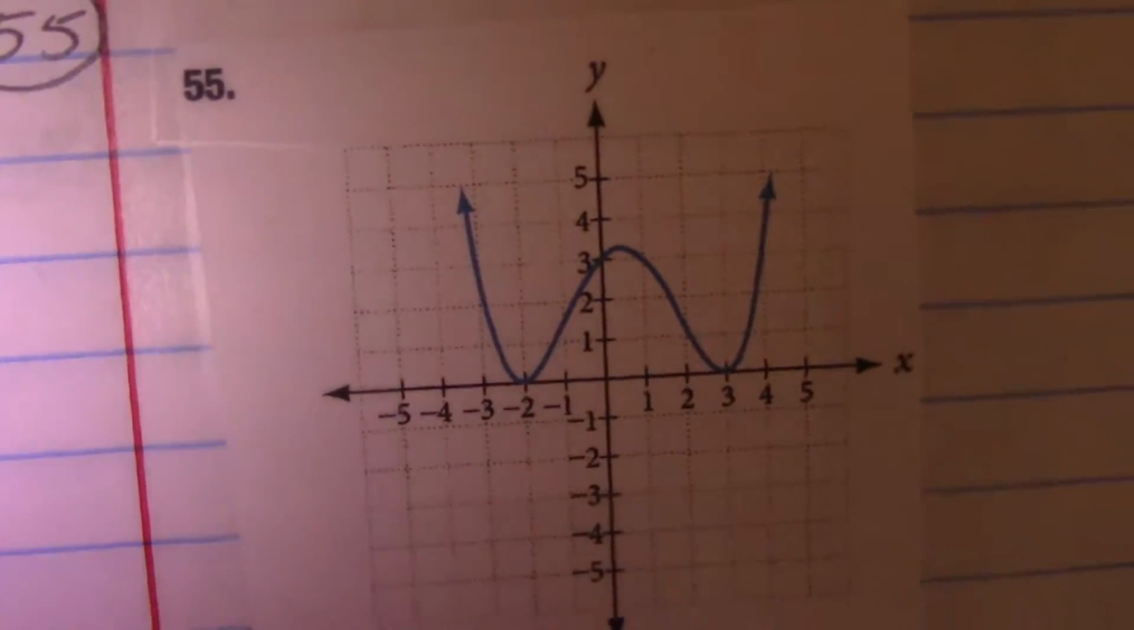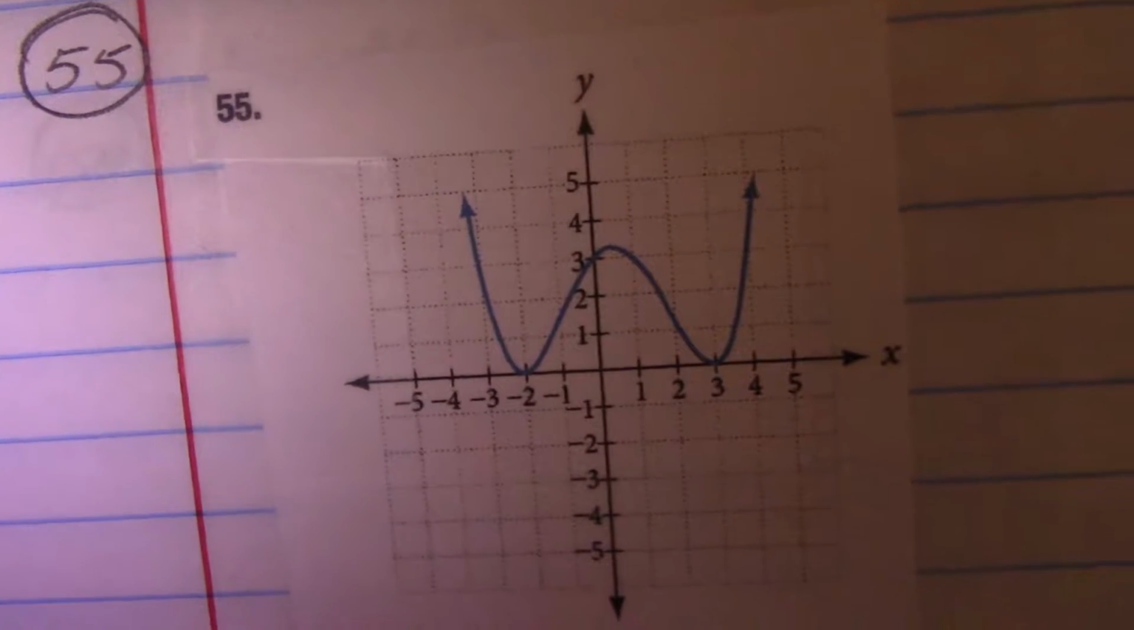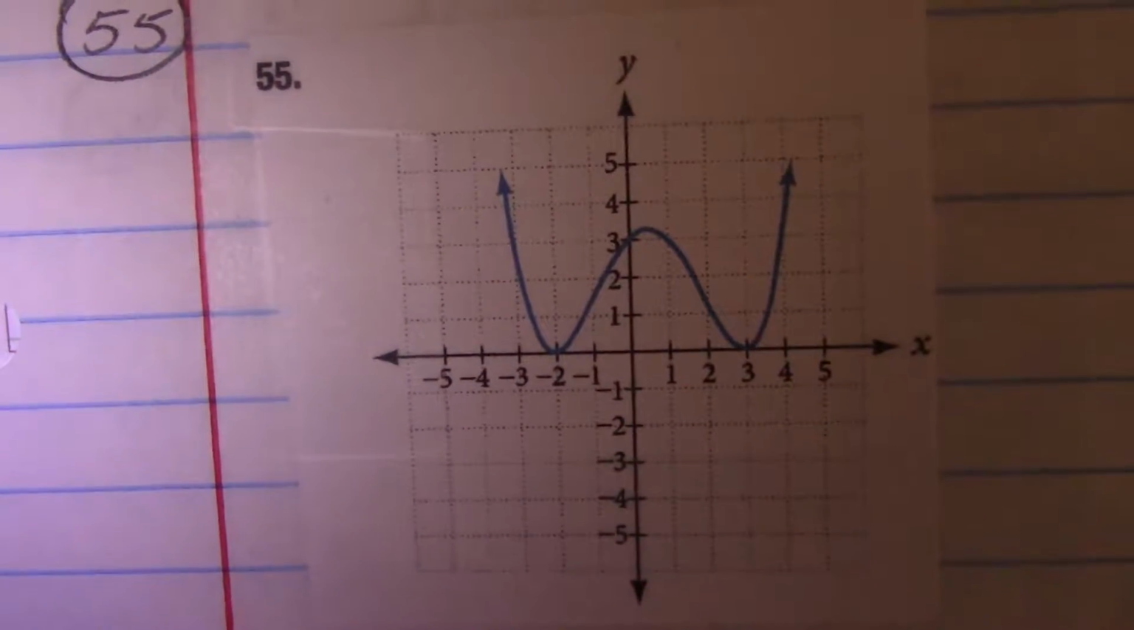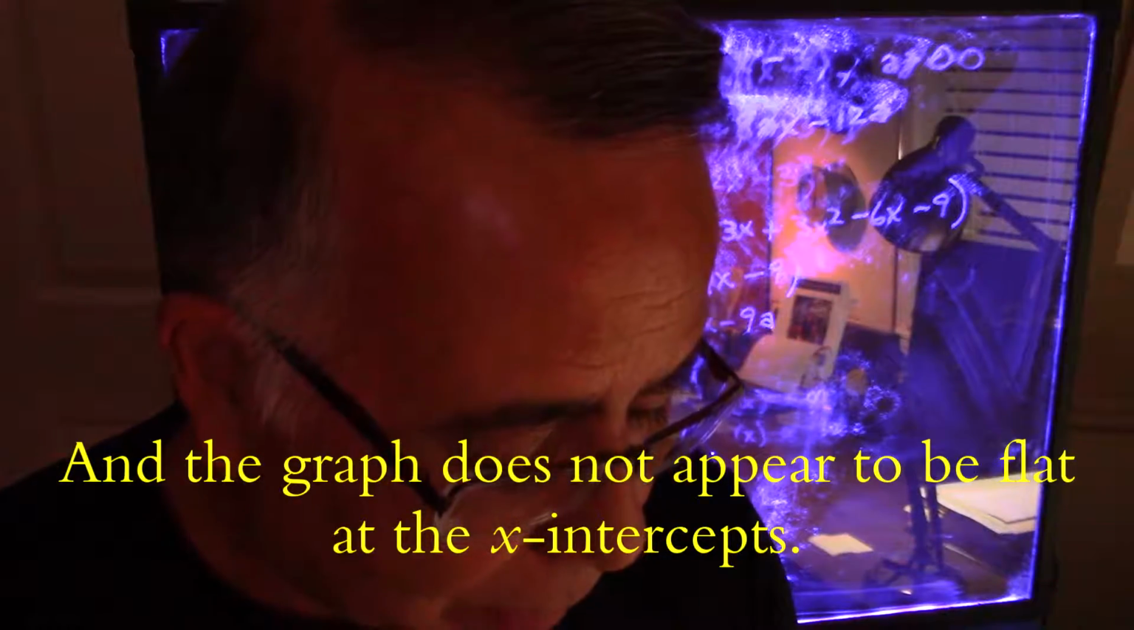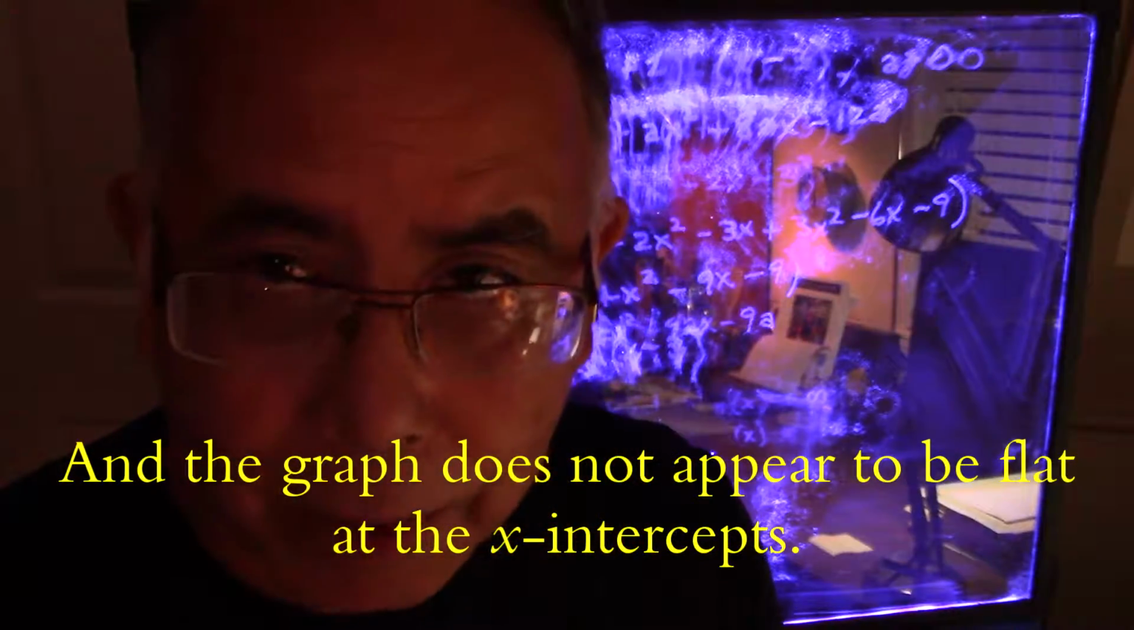Number 55. Here's our graph. So, must have degree 4 at least, page 247. And also look at page 244 for that information. All right. And we have a negative 2 multiplicity 2 and a 3 multiplicity 2. You'll notice that the graph just touches at those two intercepts.